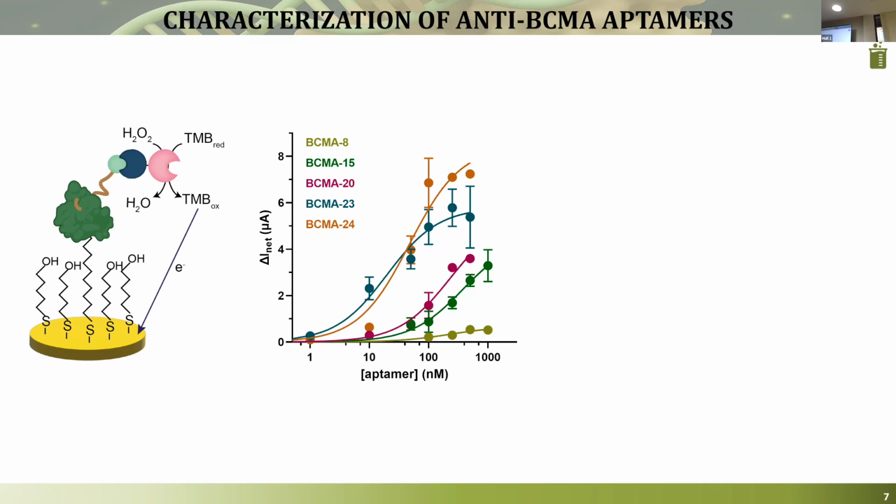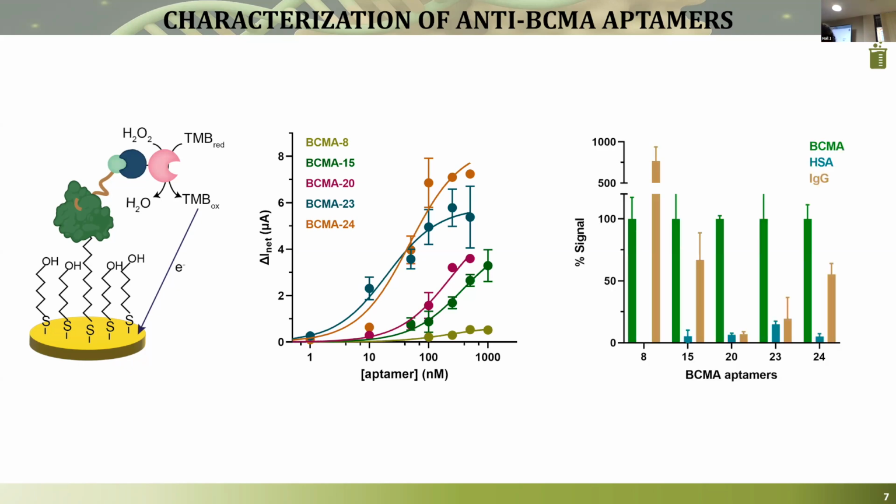For example, this one doesn't bind, but we have very good aptamers, some of them with a low nanomolar affinity. Then we studied the selectivity against human serum albumin because it's one of the most abundant proteins in serum, and IgG. And as you can see, some of them are very good, others not so good. So at this point, we decided, okay, let's see if with the computational approach, we can improve our aptamers.